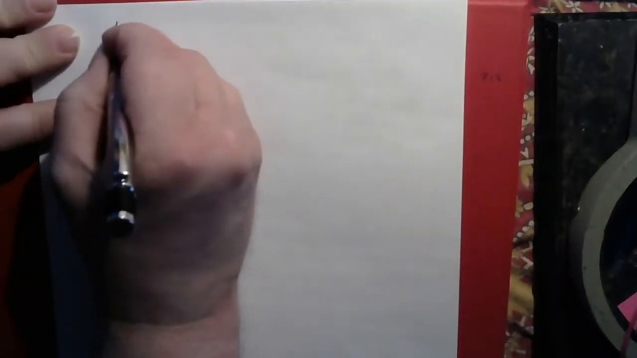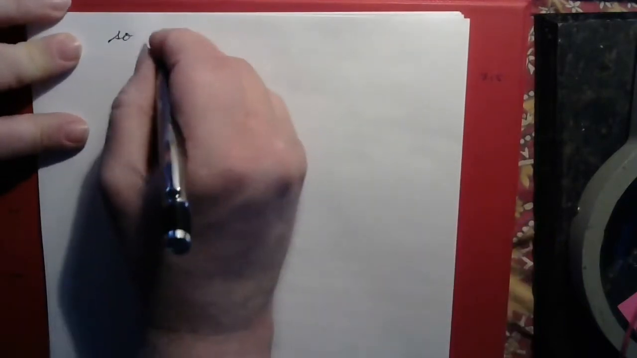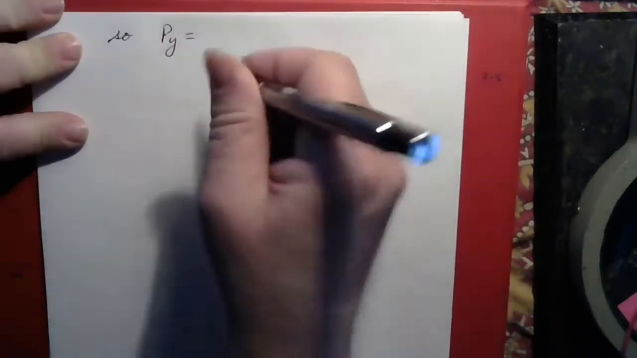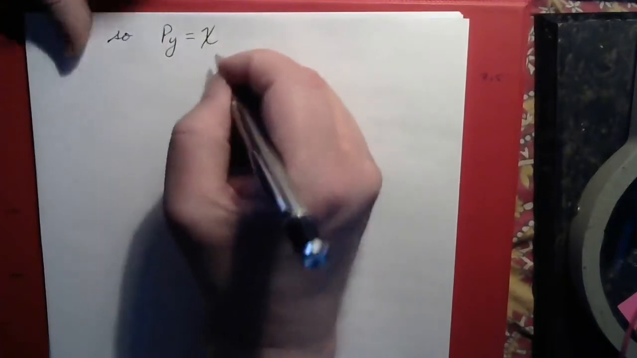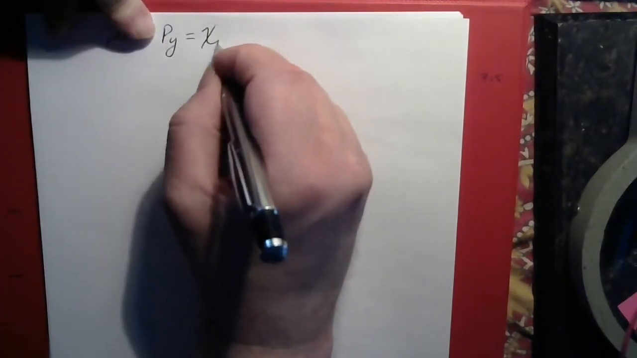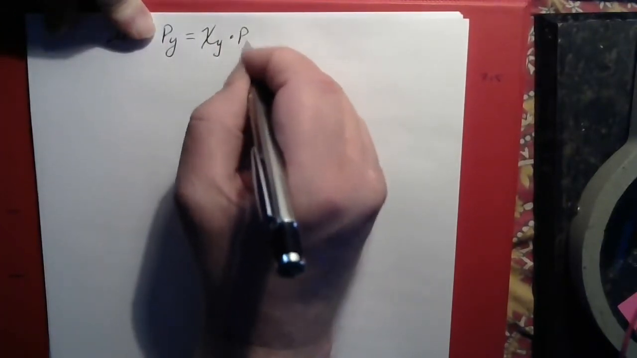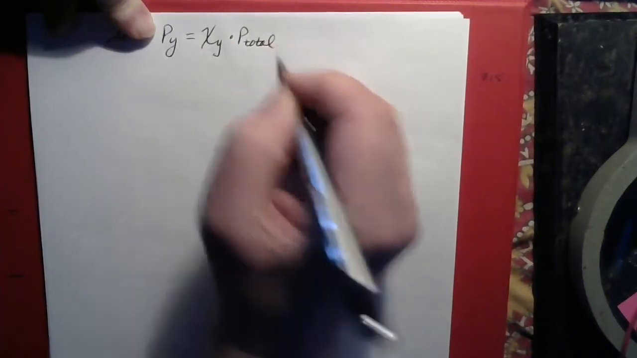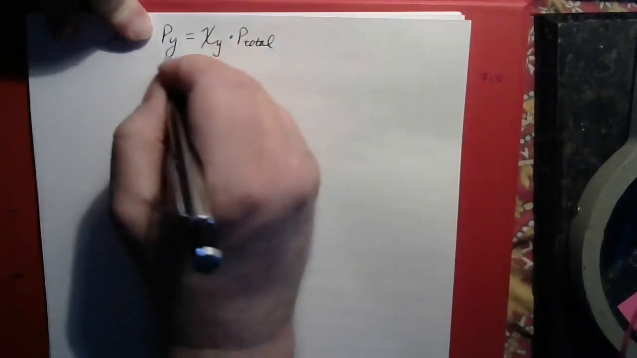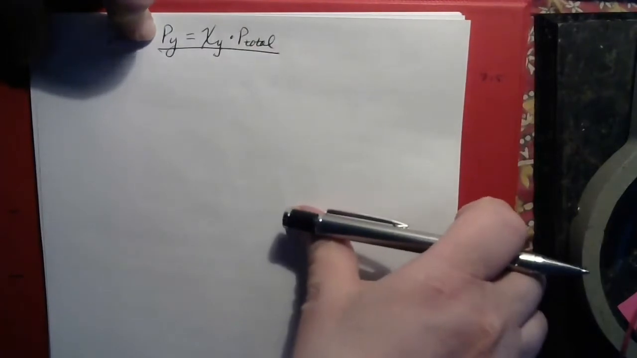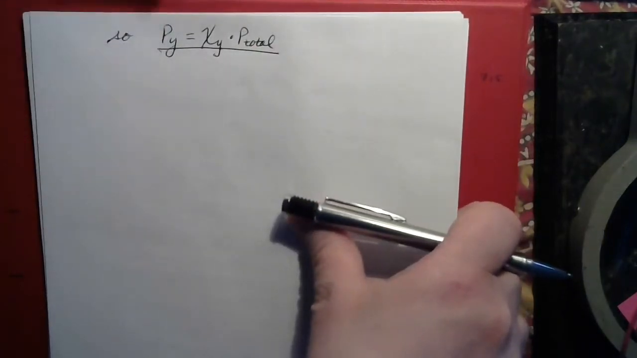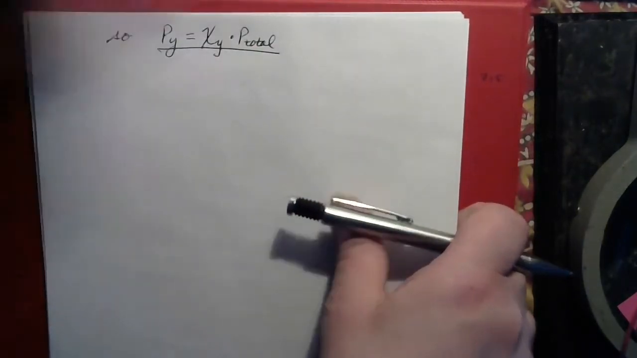All right. So what we usually do is take this around and say pressure due to gas Y is equal to the mole fraction of Y times the total pressure. And that is one of the more commonly used expressions for Dalton's law.